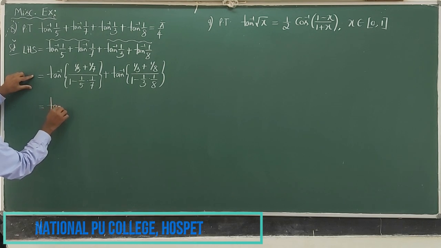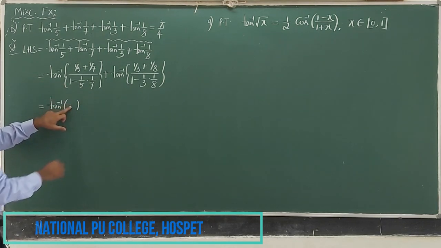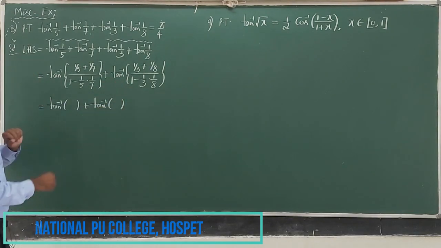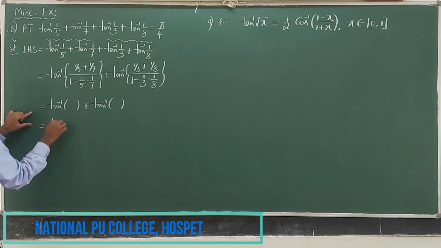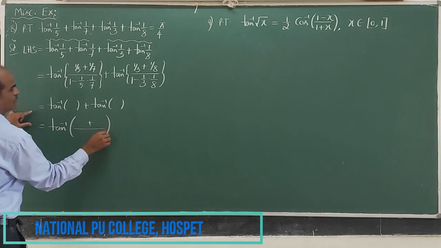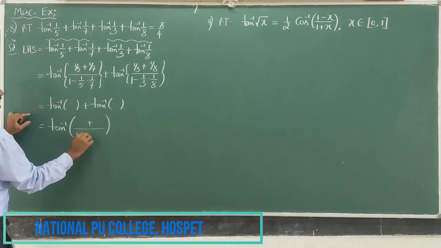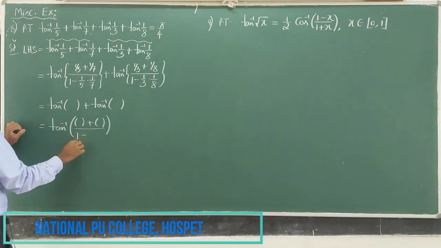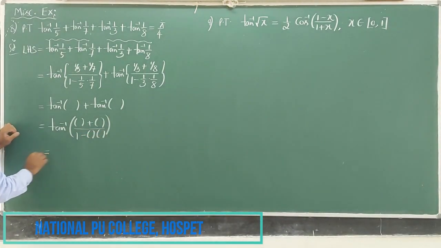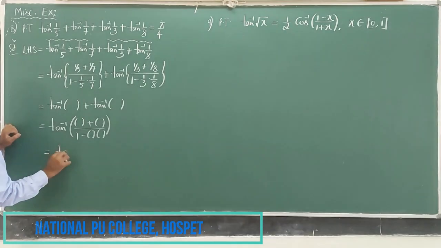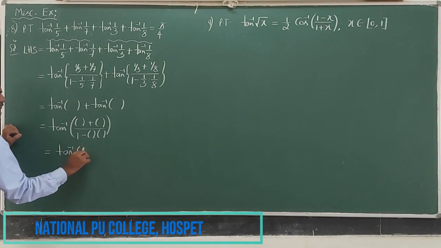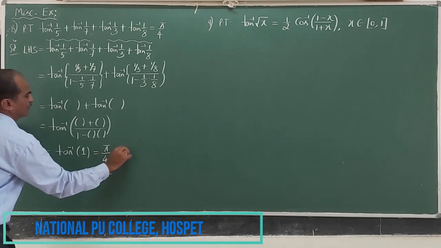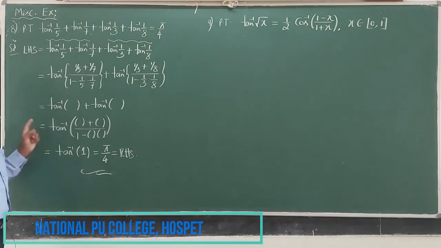Simplify this. You will end up with some real number. Here also you will end up with some real number. Apply again tan inverse of x plus tan inverse of y. You will get tan inverse of x plus y divided by 1 minus x into y. Simplify. You are ending with tan inverse of 1. How much is tan inverse of 1? Pi by 4. That is our required RHS. I hope this simplification part you can do it.